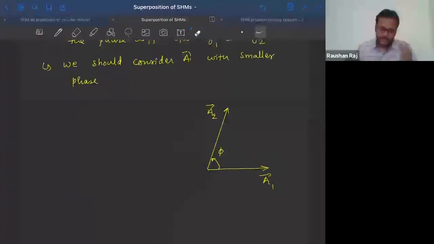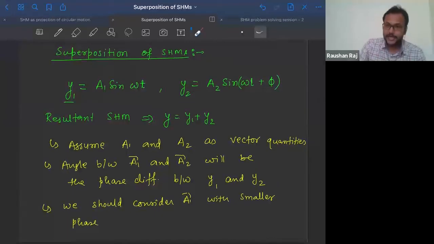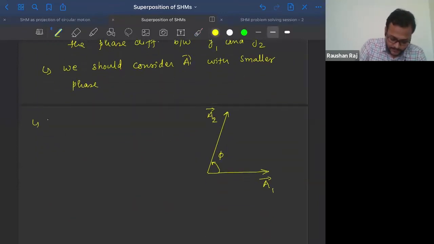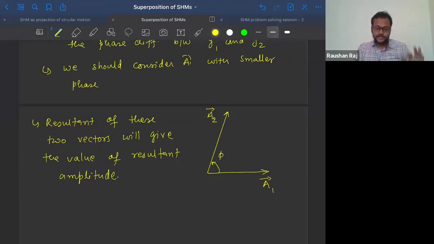Once I do that, since we have considered them as vectors, what will be the resultant amplitude of the resultant equation? So I'll say that the resultant of these two vectors will give the value of the resultant amplitude. So the resultant of these two vectors will give us the resultant amplitude.